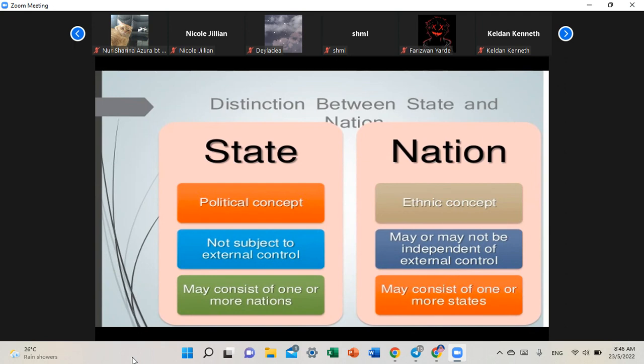Chinese population migrated to other countries. In the US, the Chinese community is one of the largest communities, in Malaysia as well, in Singapore, a lot of countries usually have a Chinese community. So in that sense, you can say that the Chinese nation is not totally independent of external control because they all belong to different political concepts or different states. A nation may consist of one or more states.